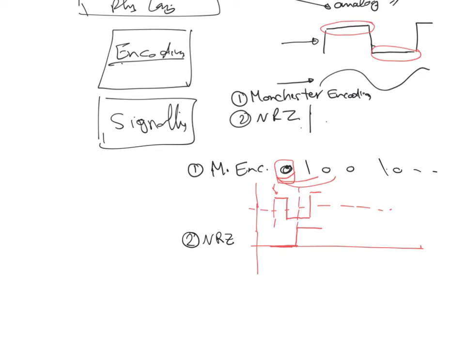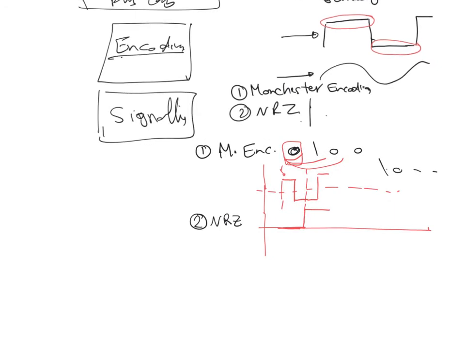Manchester encoding in many systems is better, even though it converts each bit into 2 voltage levels. We'll talk about why Manchester encoding is actually better in that sense.